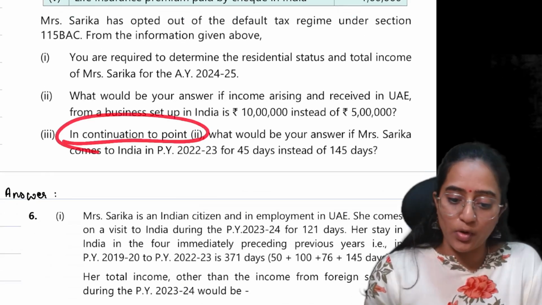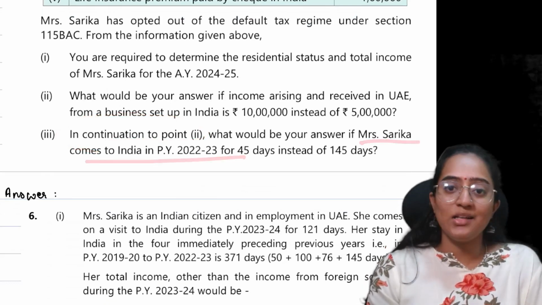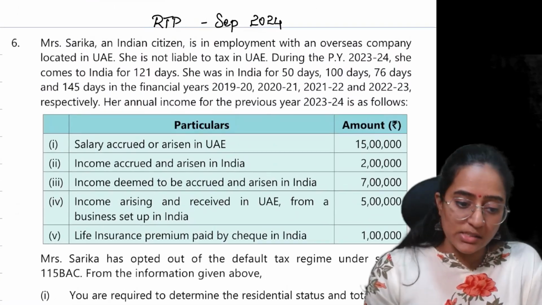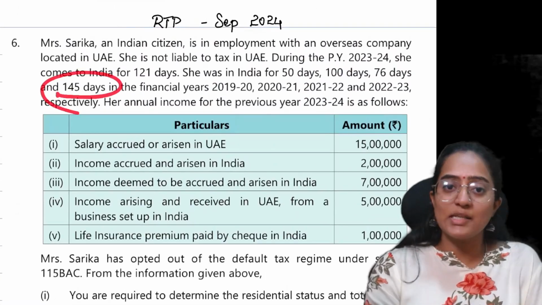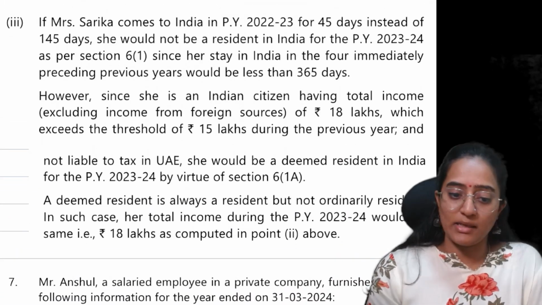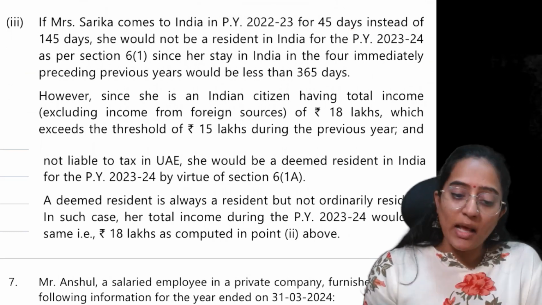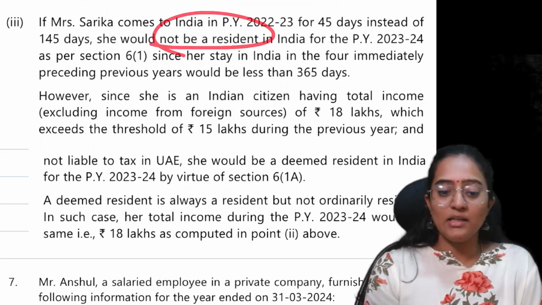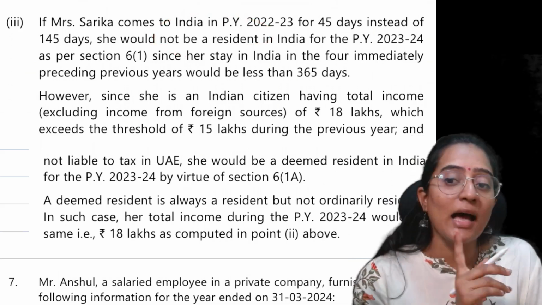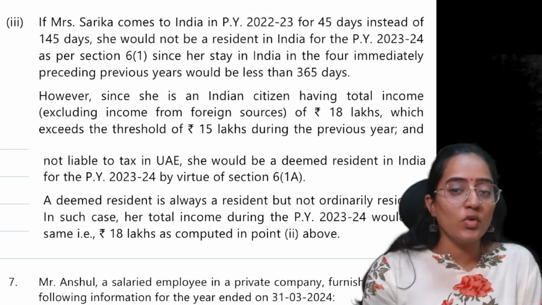Now, there's another point. In continuation to point 2, what would have been your answer if Mrs. Sarika comes to India in 23-24 for 45 days instead of 145 days? She has stayed for 145 days here, no? Instead of that 145, if she has just stayed for 45, your point is very simple. Mrs. Sarika, when she comes to India for 45 days, she would not have been a resident because she would have stayed for a period of less than 365 days in the last 4 PY, which is not accepted. And her foreign source income would be 18 lakh.